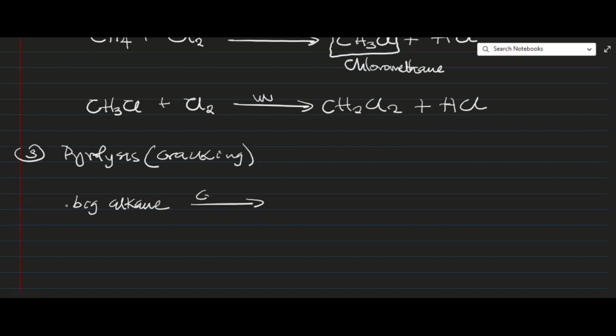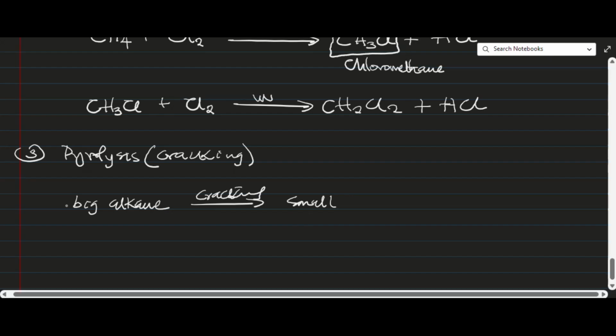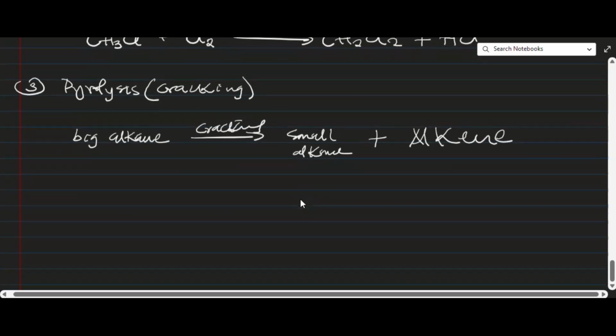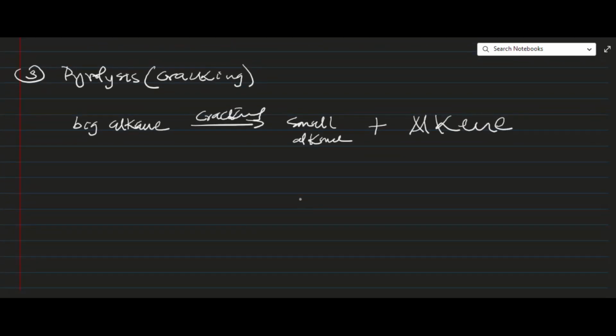Okay, so let me write big or large alkane, when we crack it, so it becomes small alkane plus alkene. This is important. It can be more than one alkene. Actually, it can be two alkenes. It can be two smaller alkanes as well.